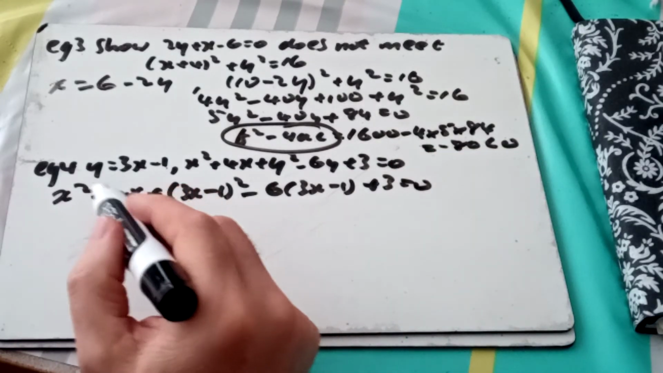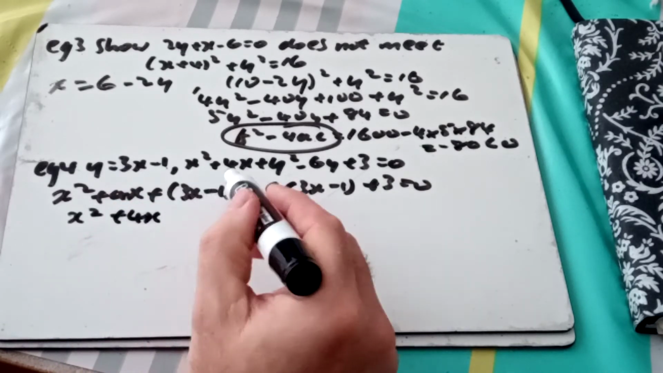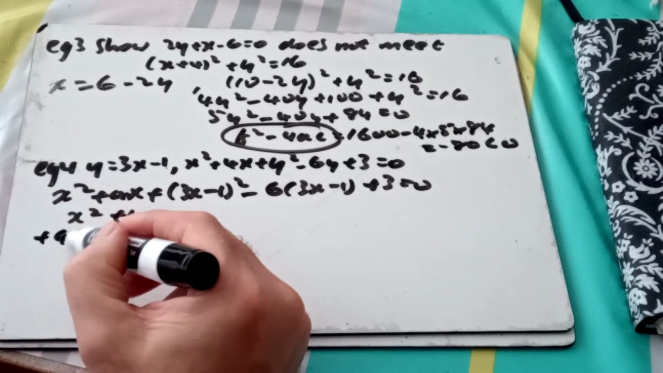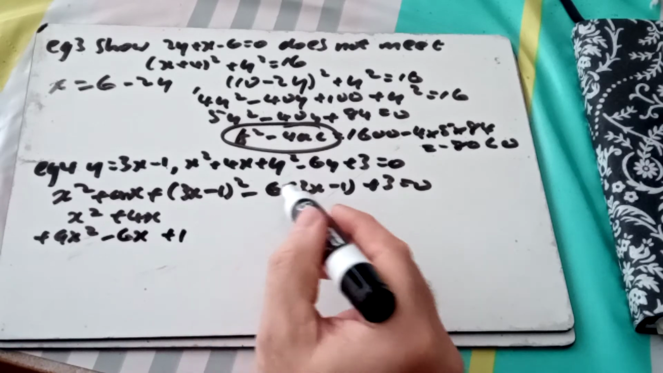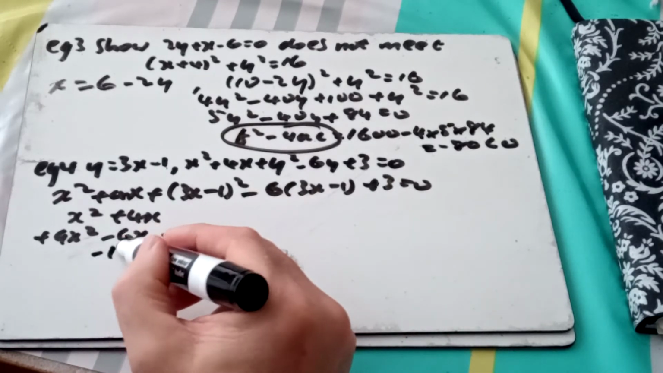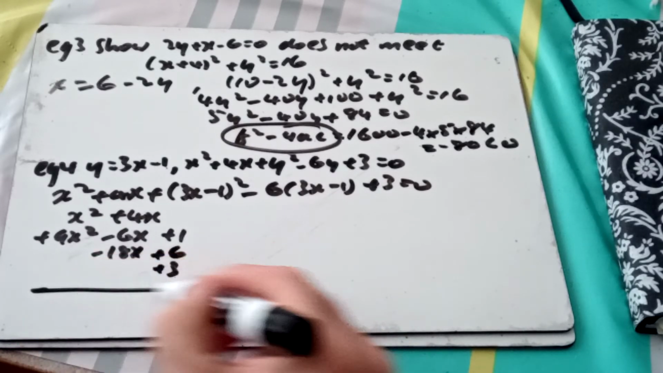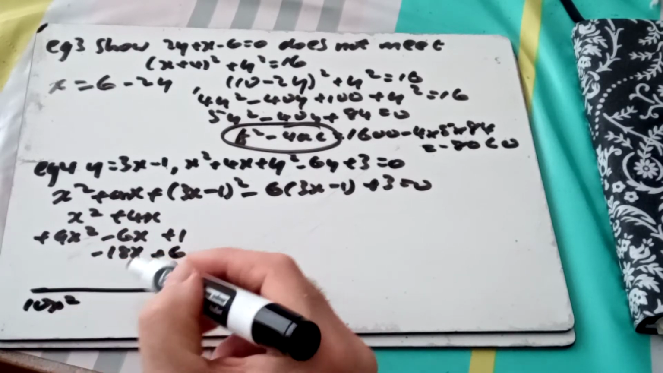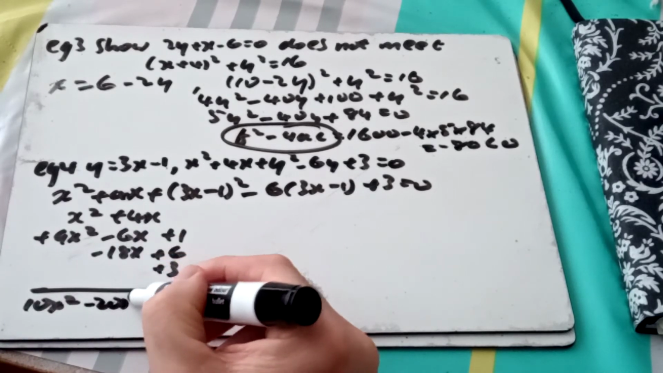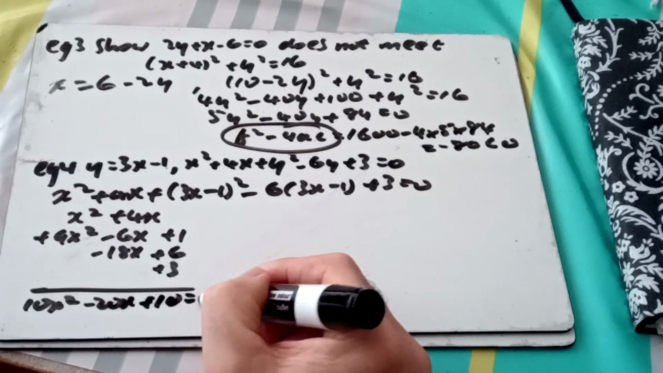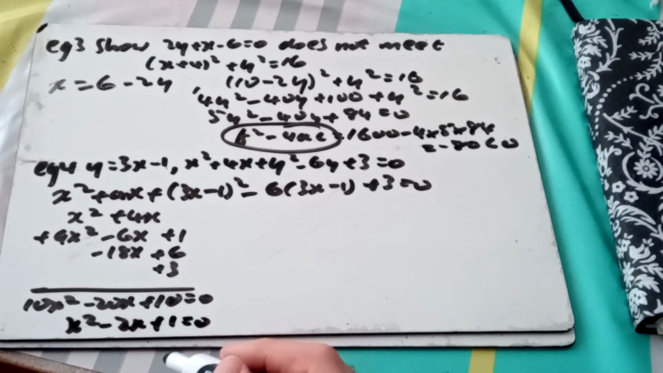And I'm going to work in columns because I like the columns. X squared plus 4x. Square out that, so I get plus 9x squared, twice the product, minus 6x plus 1. And then times by minus 6 to get minus 18x plus 6. And then I've got the plus 3 as well. So what have I got then? I've got 10x squared. I've got minus 24 plus 4, minus 20x and plus 10 equals 0, or x squared minus 2x plus 1 equals nothing.